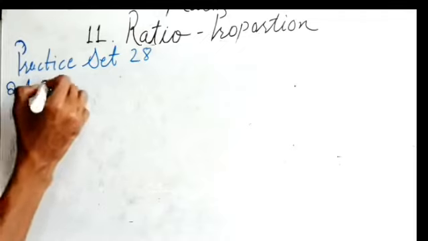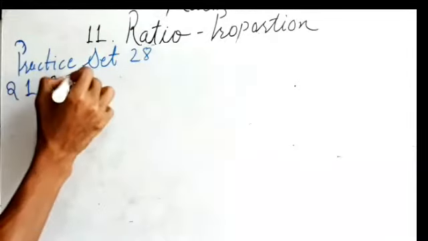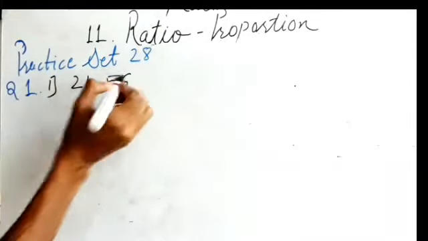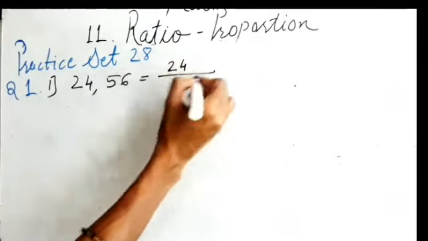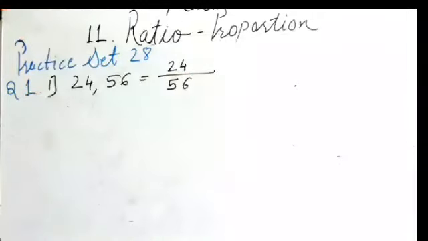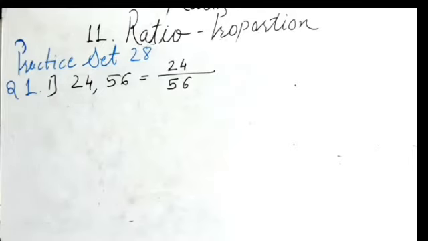So, for example, in the first example 24 and 56 are given. So what I have to do? First number is 24 upon second number is 56. And as I told you, always try to find the ratio, not try but you must find the ratio in the simplest form. Answer should be in simplest form. So in this case you have to find the highest common factor of these two quantities and then you must divide by the same number.